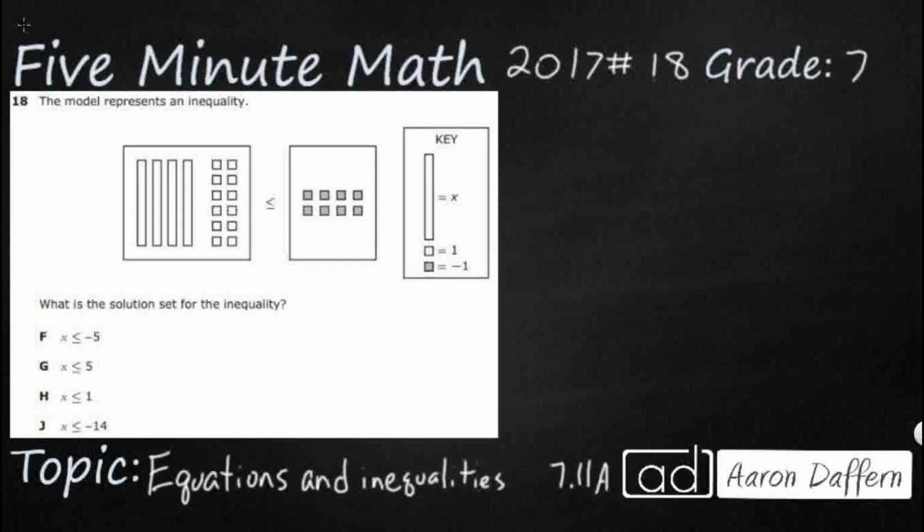So we have this picture here that represents an inequality. It looks kind of like base 10 blocks, but the key over here lets us know that our rods are going to be x's. These blank squares are going to be +1, but then we have filled in squares, and that makes -1. So let's see if we can translate that over here.